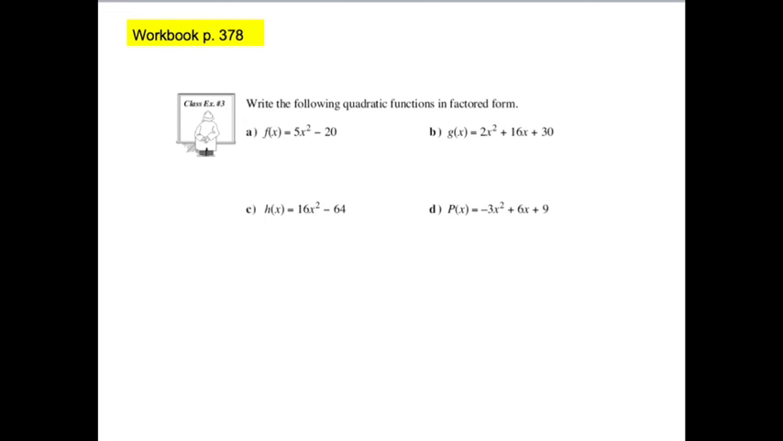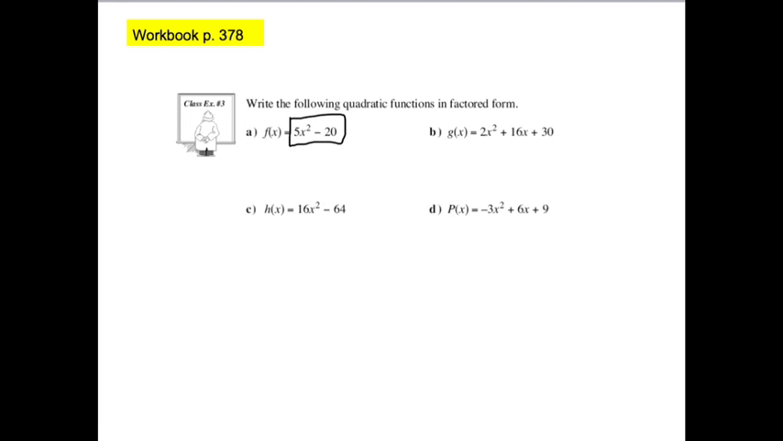So we have to write the following quadratic functions in factored form. For a, we got f of x is equal to 5x squared minus 20. One of the things you want to look out for first is whether or not there's something common between these two. If you notice, both are divisible by 5. So you should try that first before going any further. Might make it a little bit easier for you.